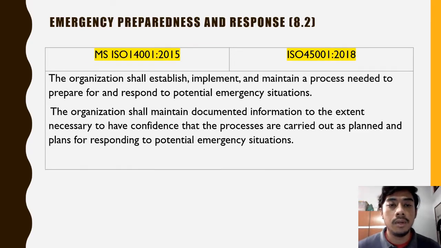For the last subclause in ISO 14001 and 45001, which is emergency preparedness and response, at point 2, which is the documented information. So the organization shall establish, implement, and maintain a process needed to prepare for and respond to potential emergency situations. It is necessary to have confidence that the processes are carried out as planned, and plans for responding to potential emergency situations.